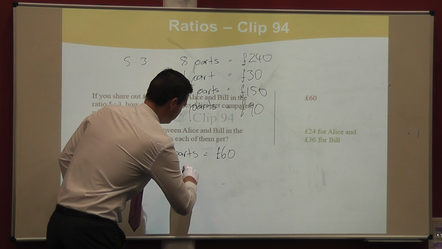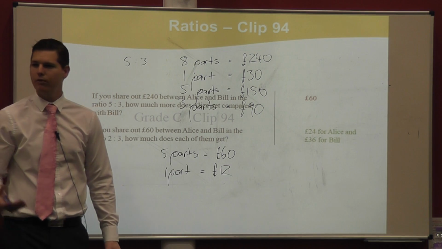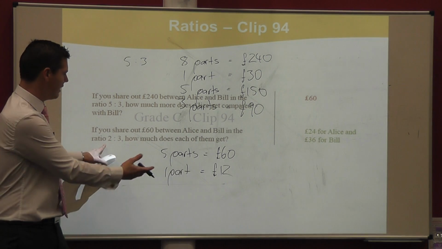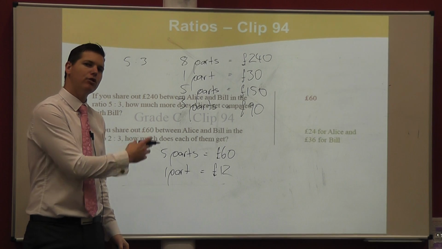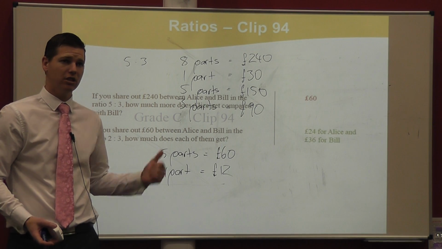One part is 60 divided by 5, which is 12. And then you can calculate 2 parts for Alice by doubling that, and 3 parts for Bill by tripling it. But I'll leave that for you. Make sure you've got the notes down so that you can do this in the next lesson, this skill.